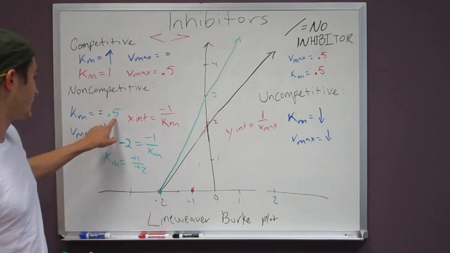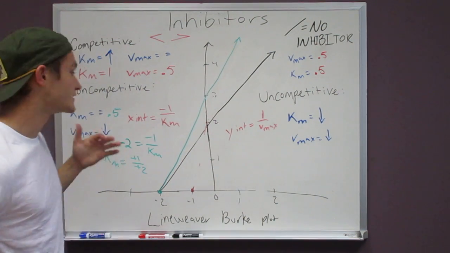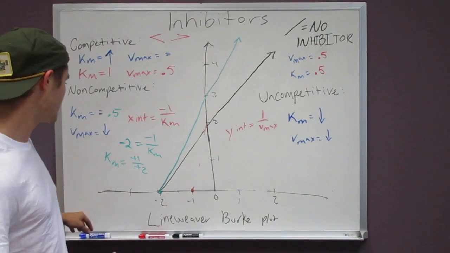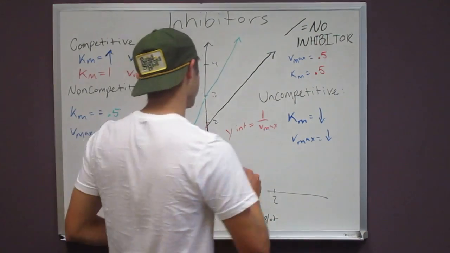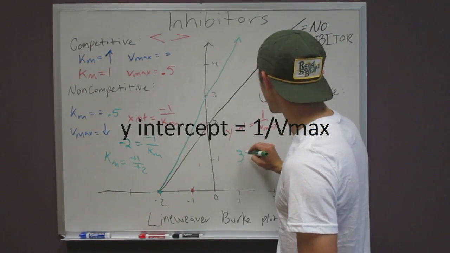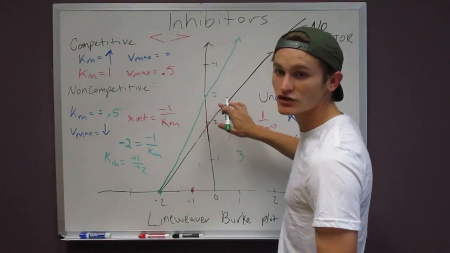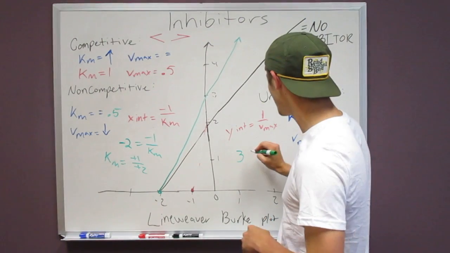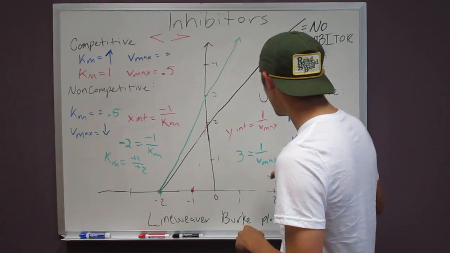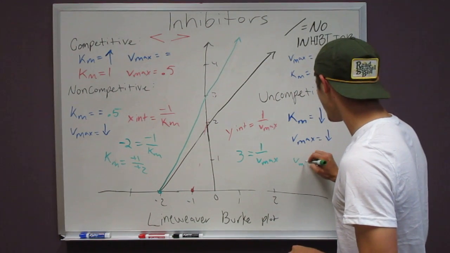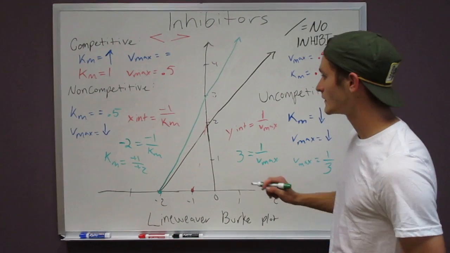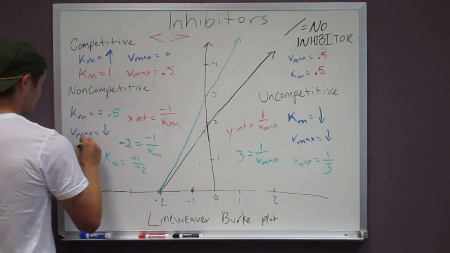And that equals the no inhibitor, so we're in the clear, our line looks good, our graphs look good. So let's see Vmax. Our y-intercept should be 3 in this case, because it crosses the y-axis at 3, equals 1 over Vmax. Swap these around, Vmax equals 1 over 3. So our Vmax over here would be 1 over 3.